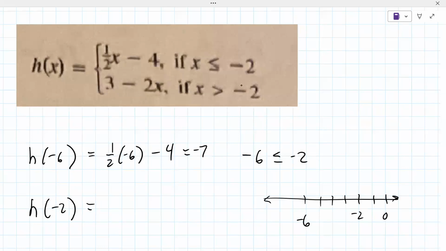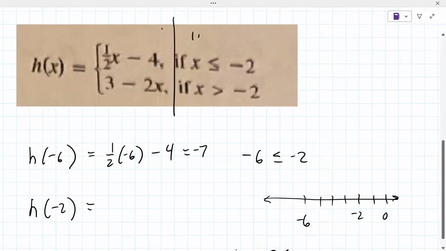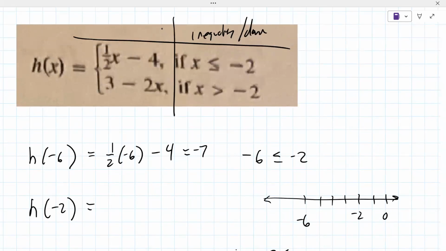Okay, wait. So I look at it and I plug it into the formula. You always plug it into the inequality part first. What do you mean by the inequality part? So this is the inequality part. This is really the domain part. Okay. So that's how you determine which one it's going to be. So if it's minus 2, it's the exact same as minus 2, which would make it be the top one, correct? Okay. So then you get 1/2 times (minus 2), which makes it negative 1 minus 4, which equals negative 5.